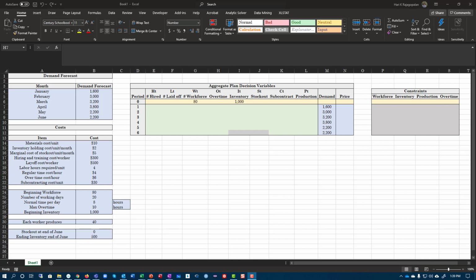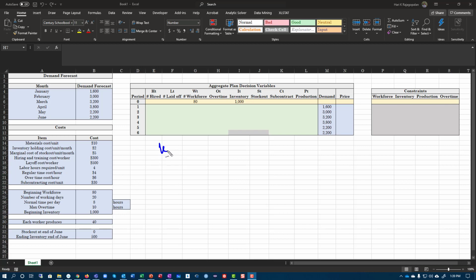So let's do the first one. And here we have inventory constraints. So let's look at the first one. In inventory constraints, we're going to start focusing on workforce constraints.